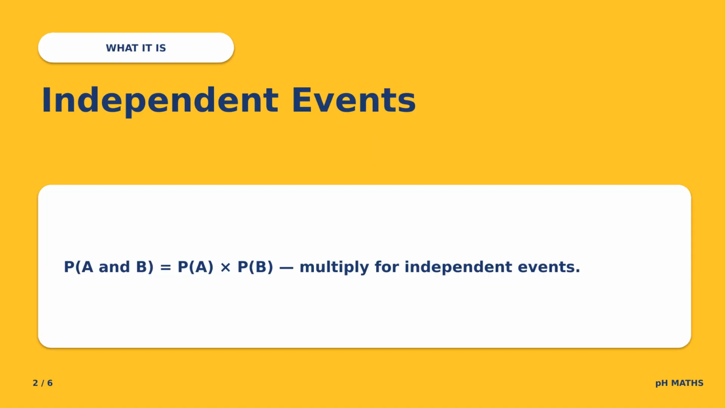Definition: two events are independent if the outcome of one does not affect the probability of the other. For independent events, the probability of A and B both happening equals the probability of A times the probability of B. Multiplication for "and" when events are independent.